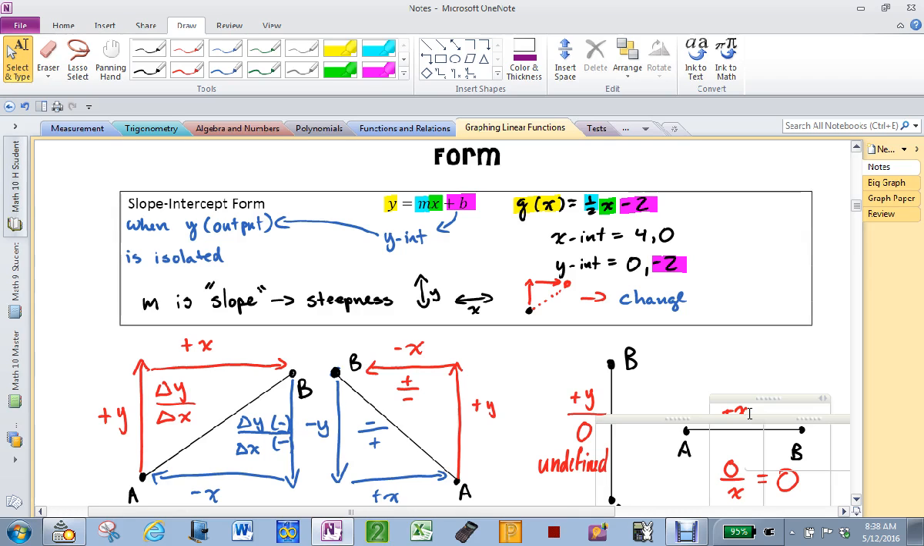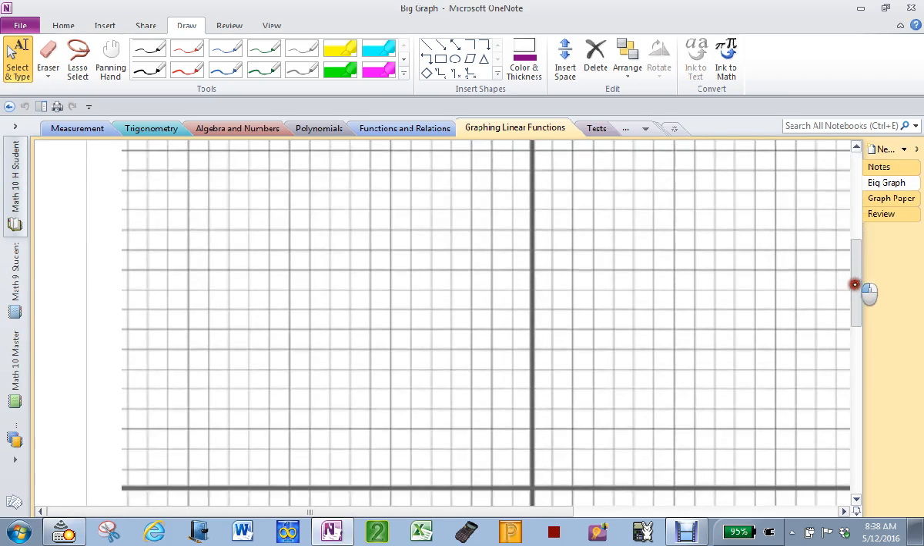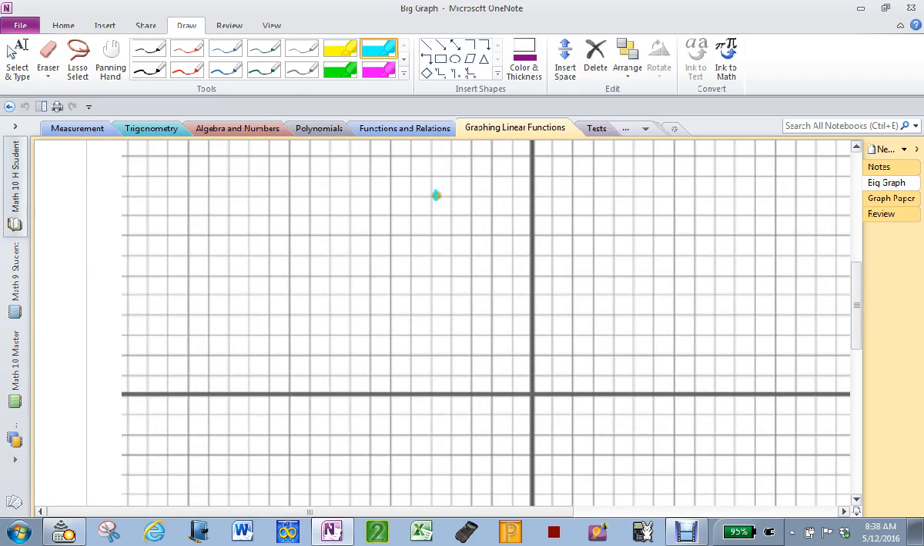Okay, I must have asked a bad question. On this graph, this point right here has how many values associated with it? 2. What are they? X and Y. So, this point right here has how many values associated with it? 2. What are they? X and Y.